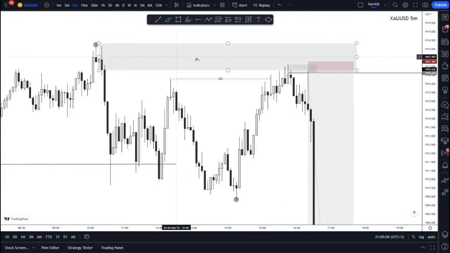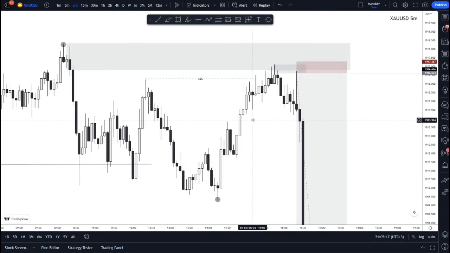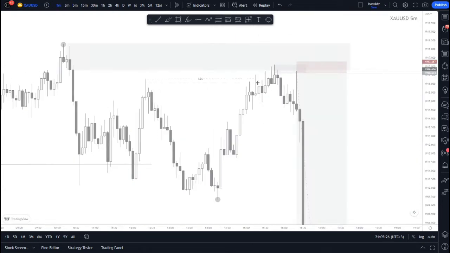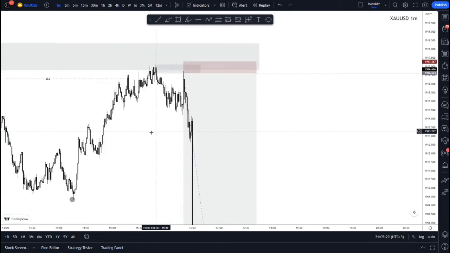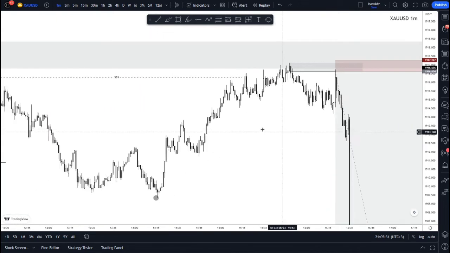Now without this mitigation right here, there were barely any entries. So price comes here, and as you can see the time, this is 15 hours 45 minutes, and the news was at 16 hours 30 minutes. So this was before news. Everything done here was before news. So price comes and mitigates it. Okay, so from this mitigation, let's see how we got our entry.